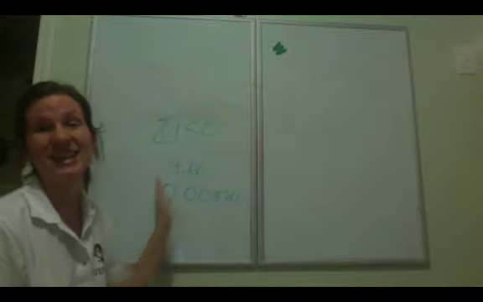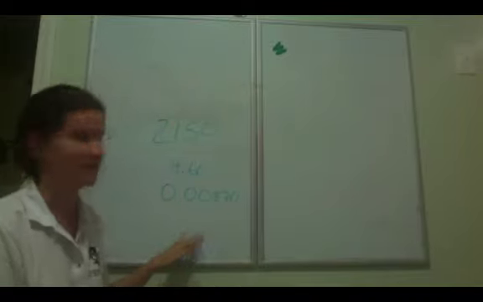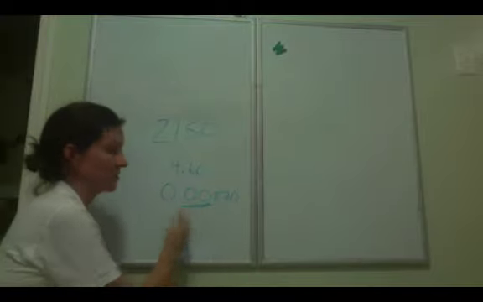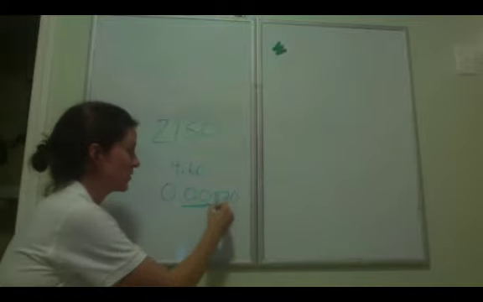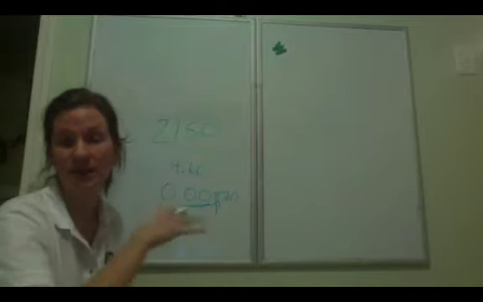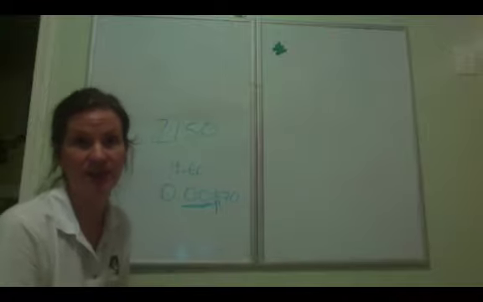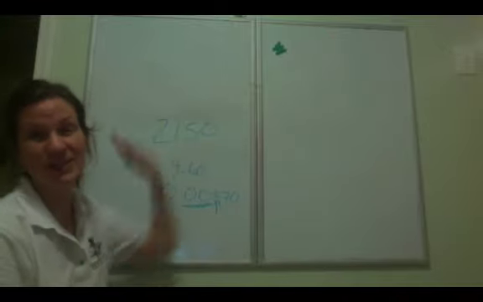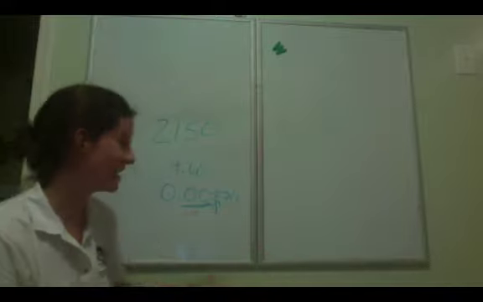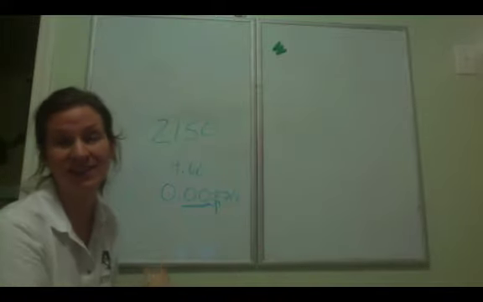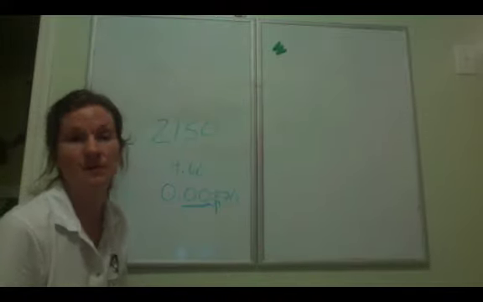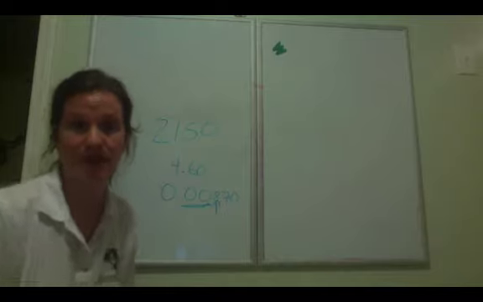If you have a number less than 1, like this, basically the beginning zeros are not significant. You go to your first number and then you count from there, at your first non-zero. So for this one, it's always the zeros at the end that aren't significant, and for this one, it's always the zeros at the front that aren't significant. Simple as that. Okay. Practice.